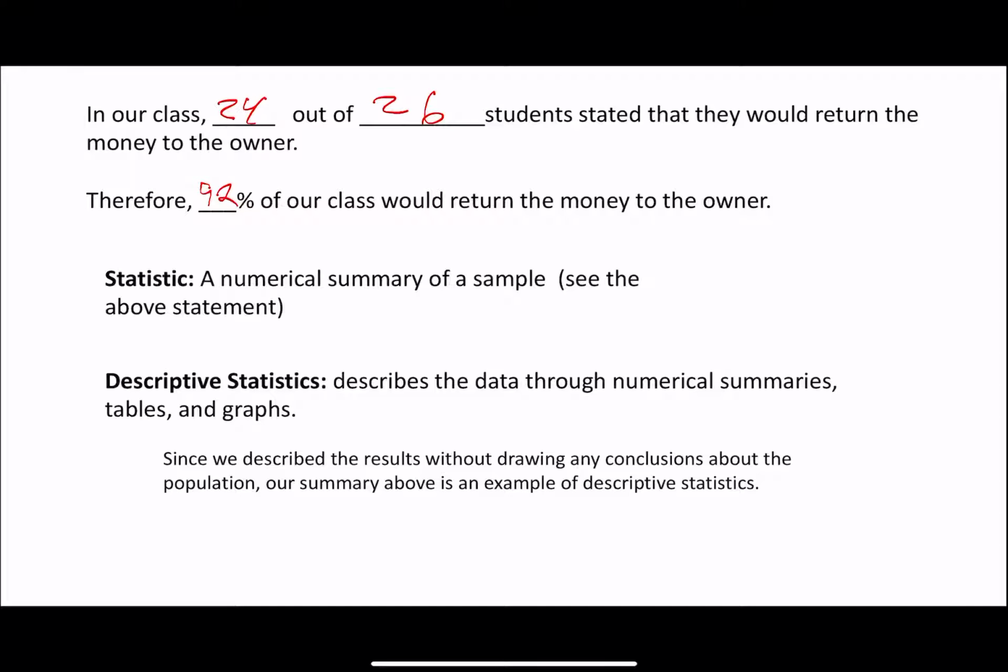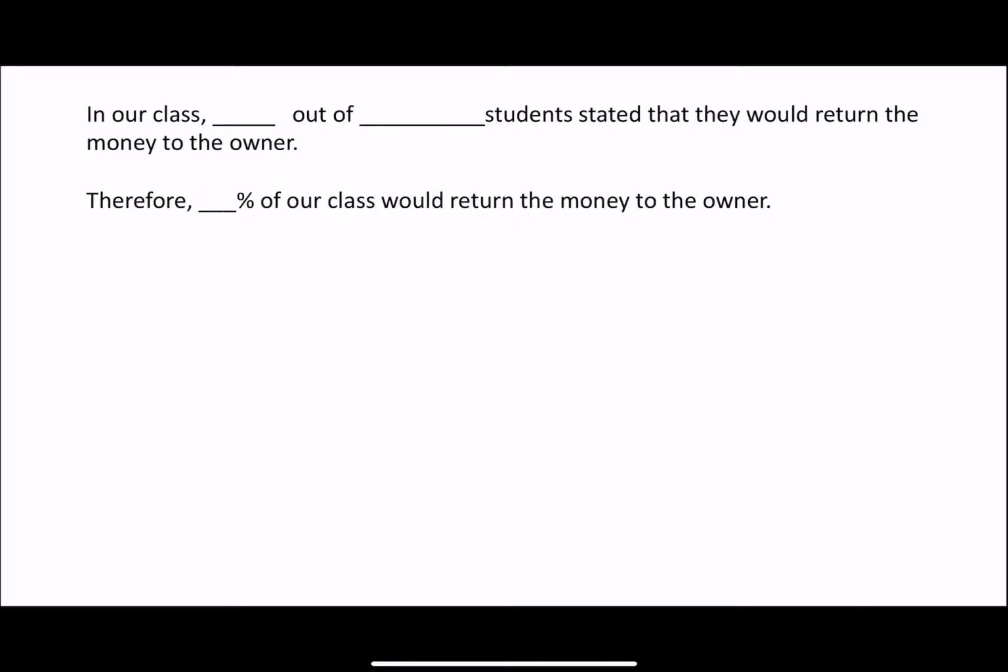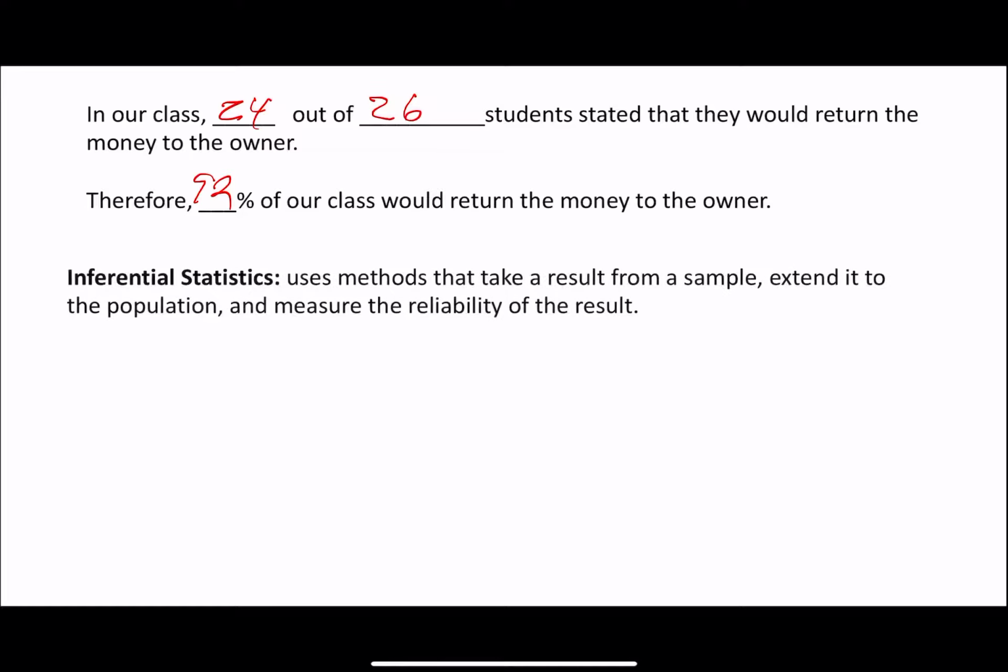So since we didn't draw any conclusions, this was descriptive statistics. So once again, 24 out of 26, or 92% of the class would return the money to the owner.